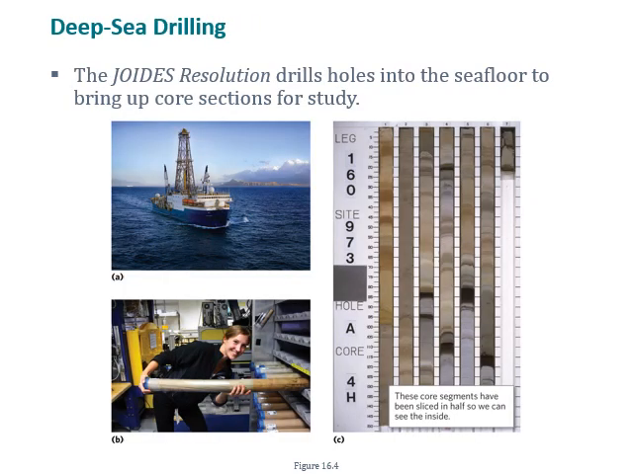Here's a picture of the JOIDES Resolution research ship, and this one drills holes into the seafloor to bring up core sections for study. So we learn a lot about the past environments in which the ocean sediments were deposited in these types of cores. We can also learn a lot about Earth's magnetic field and the climate and the evolution of life. So these cores are very important to understand all of these things in the relatively recent history, as far back as when the modern oceans were created, which is about 200 million years ago.